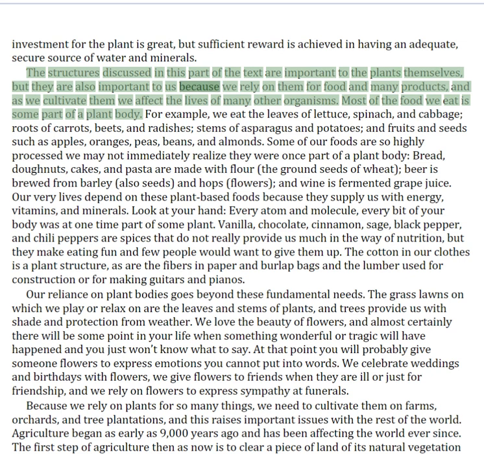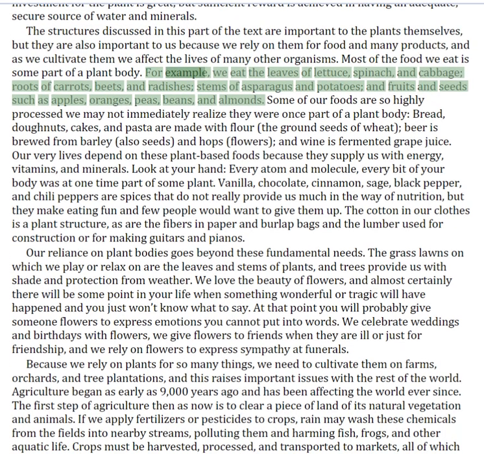The structures discussed in this part of the text are important to the plants themselves, but they are also important to us because we rely on them for food and many products, and as we cultivate them we affect the lives of many other organisms. Most of the food we eat is some part of a plant body. For example, we eat the leaves of lettuce, spinach, and cabbage, roots of carrots, beets, and radishes, stems of asparagus and potatoes, and fruits and seeds such as apples, oranges, peas, beans, and almonds.